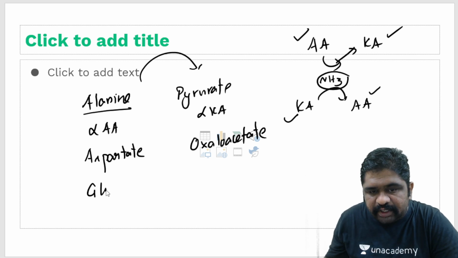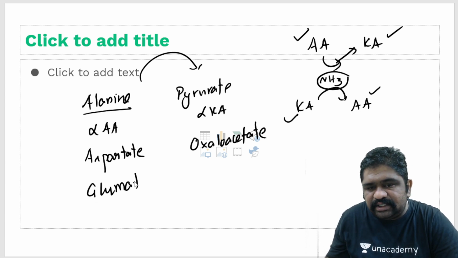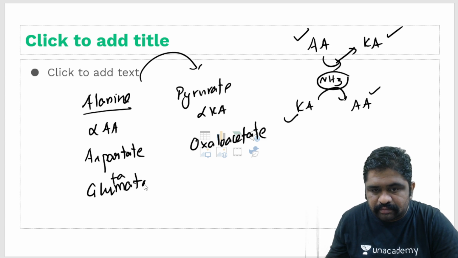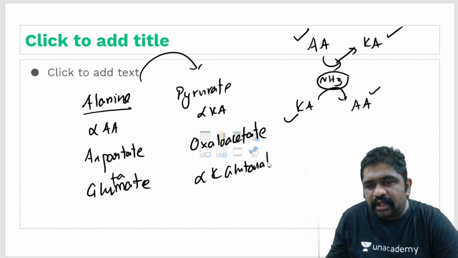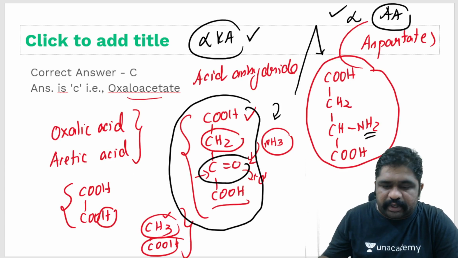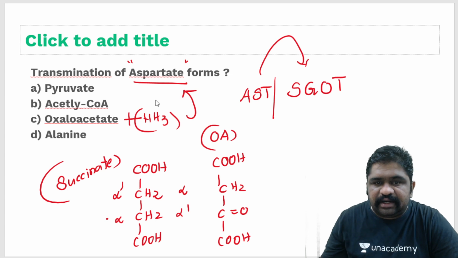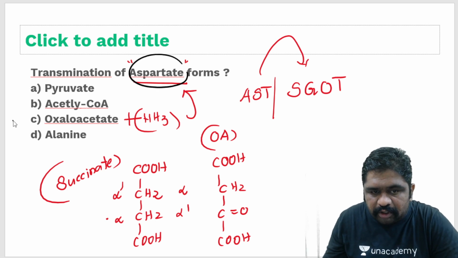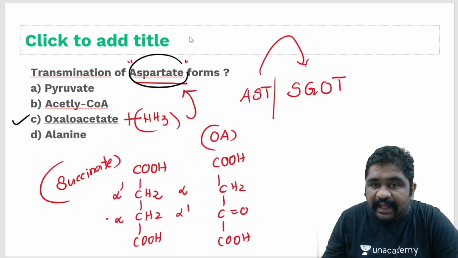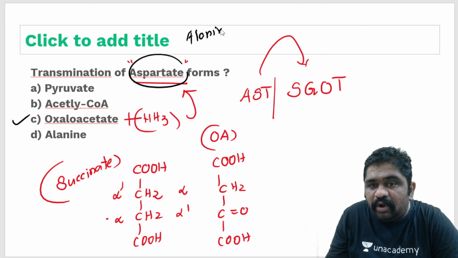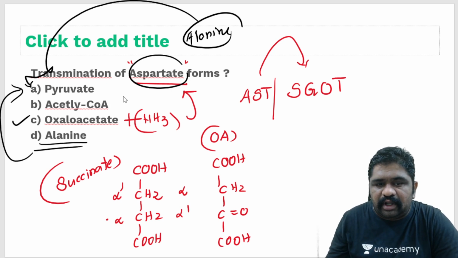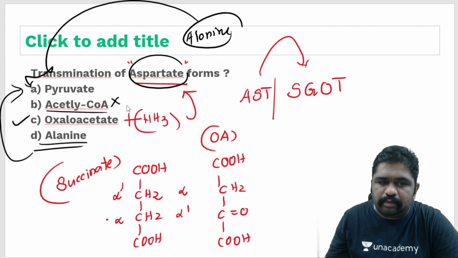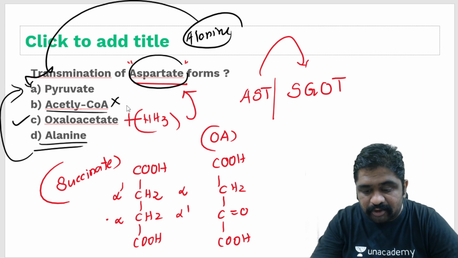Likewise, if glutamate is the amino acid, then alpha keto glutarate is the corresponding keto acid. So let's look at the question once again. This question says transamination of aspartate forms oxaloacetate. Transamination of alanine will form what now? It will form option A, pyruvate. Alanine on transamination will give you pyruvate. Definitely acetyl-CoA is not in the whole picture at all. So I hope you will be able to use this information.